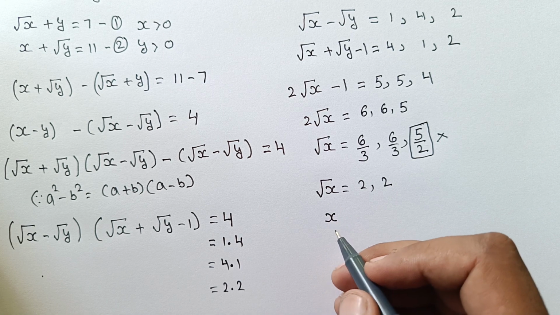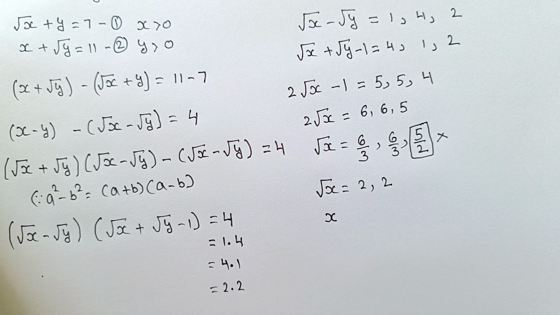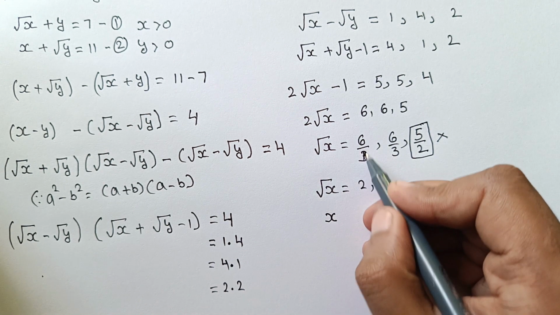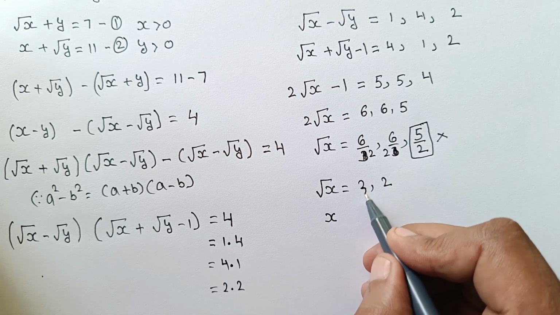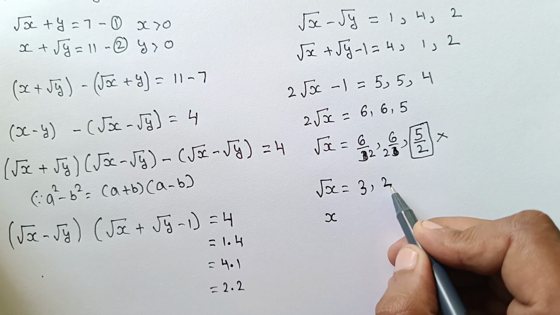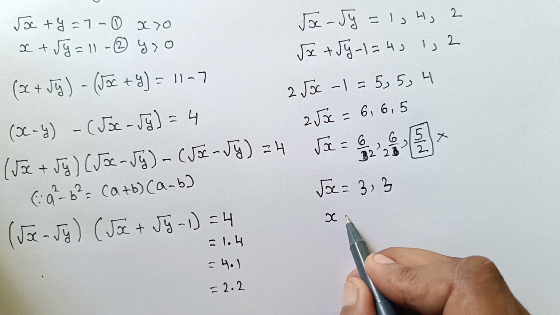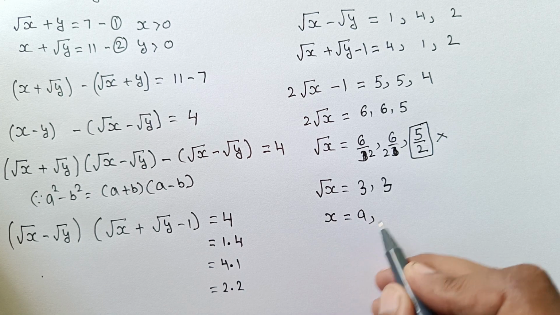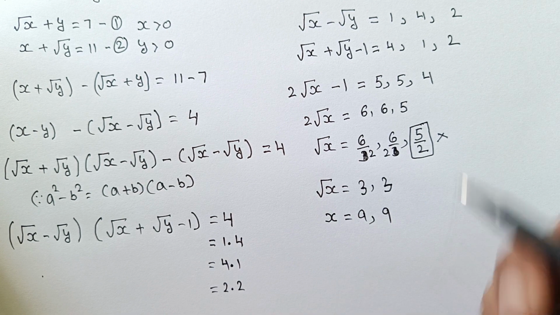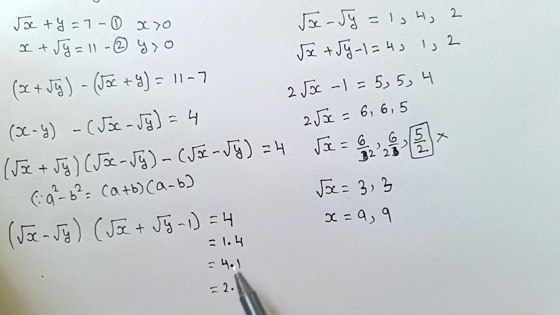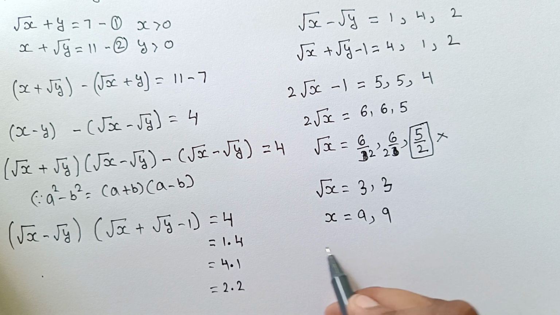So root x can be taken as 3 and 3. So the value of root x comes to be 3 and 3, and the value of x comes out to be 9 and 9. So from both these possibilities, that is 1, 4 and 4, 1, we got the value of x as 9. So we get x as our one solution, that is 9.